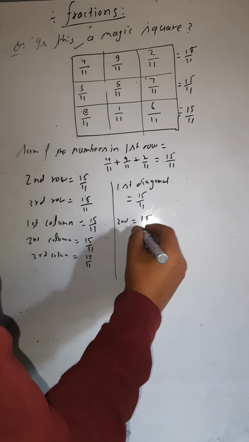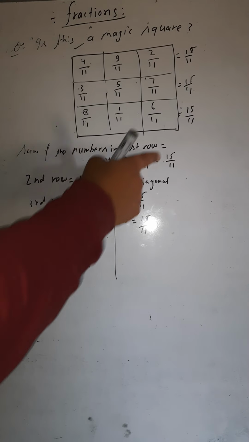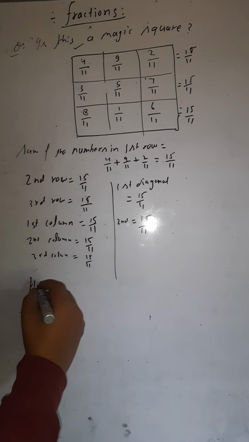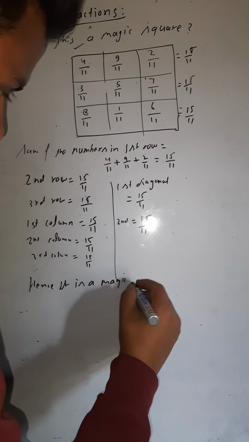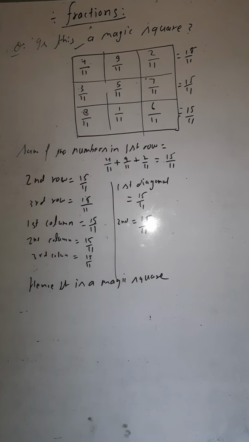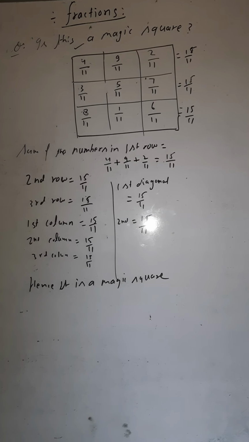So it means, since the sum of the numbers along all the rows, all the columns and the diagonals is the same, hence it is a magic square. Look here, you can see everywhere it is 15 by 11. Hence it is a magic square. Are you getting this? So this is how you would show a magic square. Okay then, we'll see you in the next lecture.